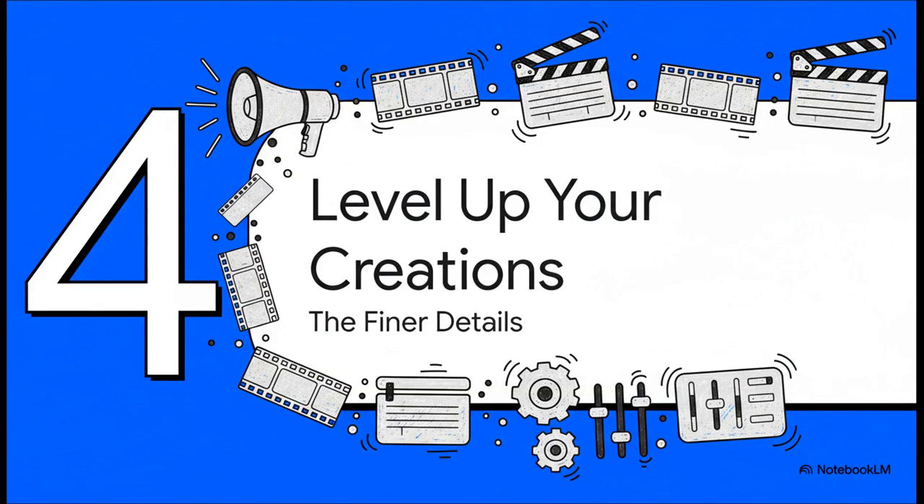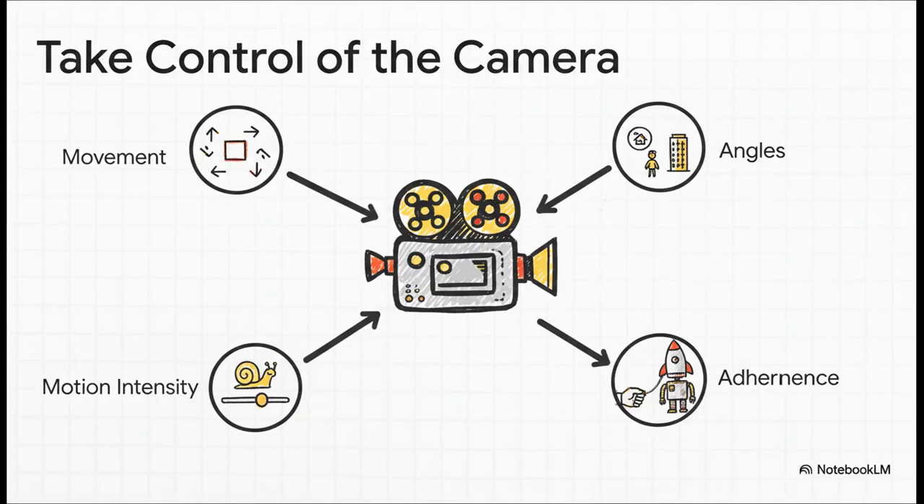Okay, you've got the basics of prompting down. Now it's time to put on your director's hat and really start controlling the little details. Let's level up. This is where you get to play cinematographer. You can add special commands to your prompt to control camera moves, like camera zoom in. You can set specific angles, like a low-angle shot for dramatic effect.